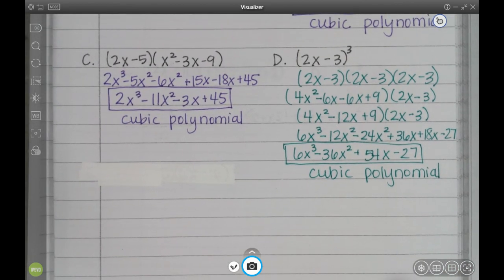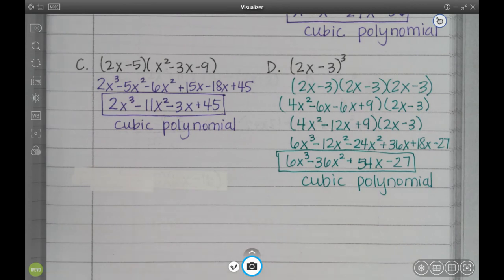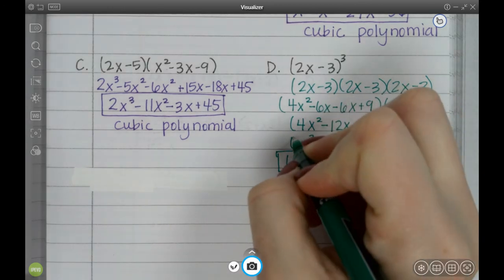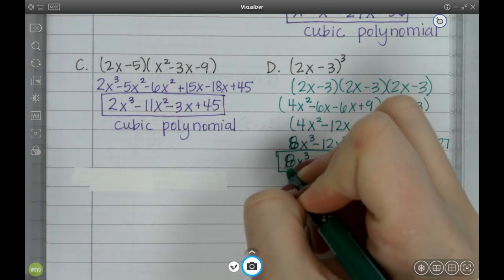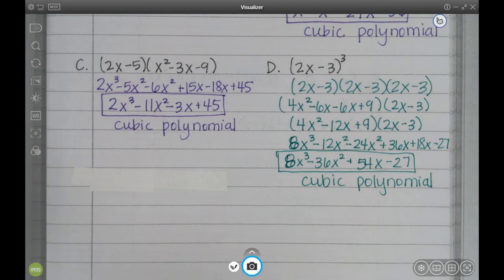There you go. Here's this last two. There's about 3 minutes left. I've already posted the homework. Ms. Stewart, yes, you're right. 4 times 2 is 8, not 6. All right.